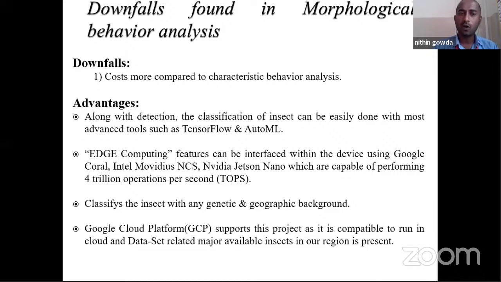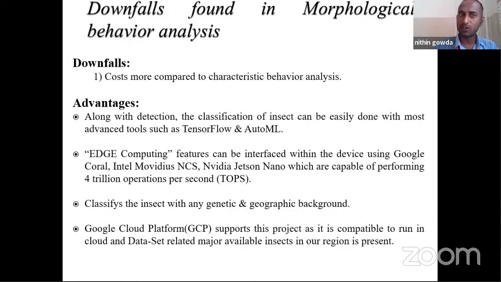So what are the downfalls? What are the advantages of this morphological analysis? One is that the cost is higher compared to characteristics. As I mentioned earlier, in characteristics you use small sensors that cost about 200 rupees. Here you use a high-resolution camera, which will cost around 5,000 to 6,000 rupees in Indian currency. What are the advantages?